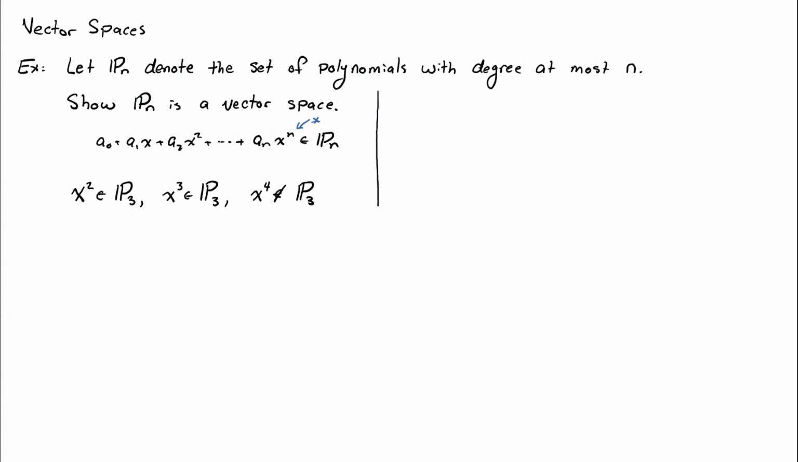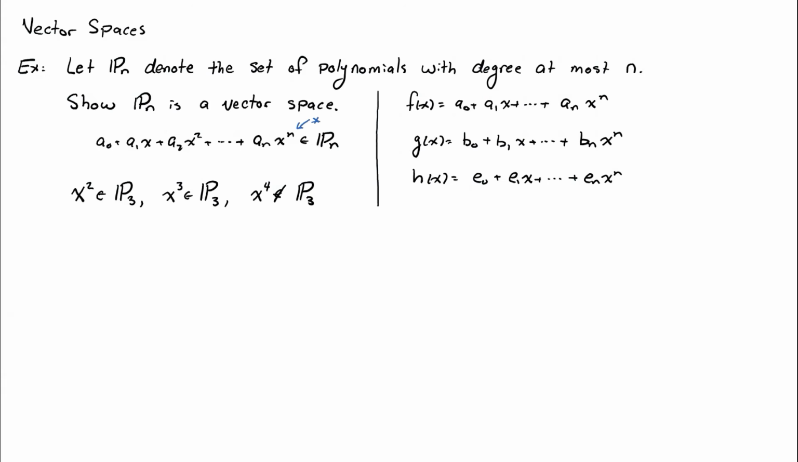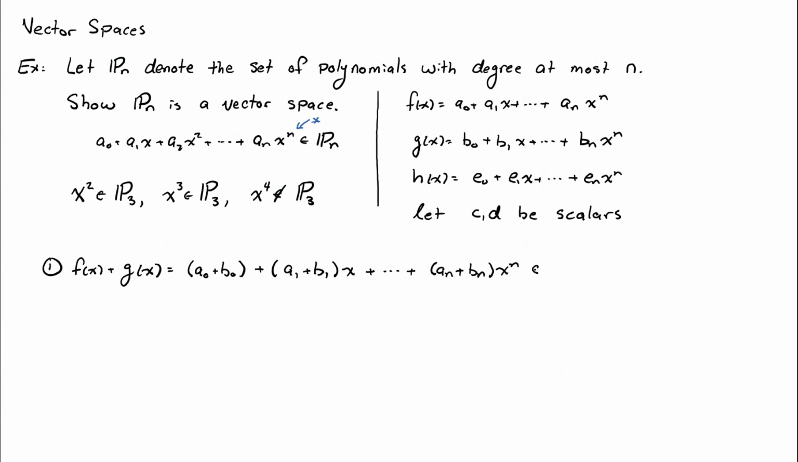To set up our proof, let's pick 3 arbitrary vectors from Pn, call them f, g, and h. I used f, g and h since I'll use c and d for scalars. Now we need to show all 10 of those properties. Just go one property at a time. First, add two vectors together. Combine like terms, and we see the result is still a polynomial with degree less than or equal to n. Note, the degree could be smaller than f or g, but that's fine because it's still less than n.